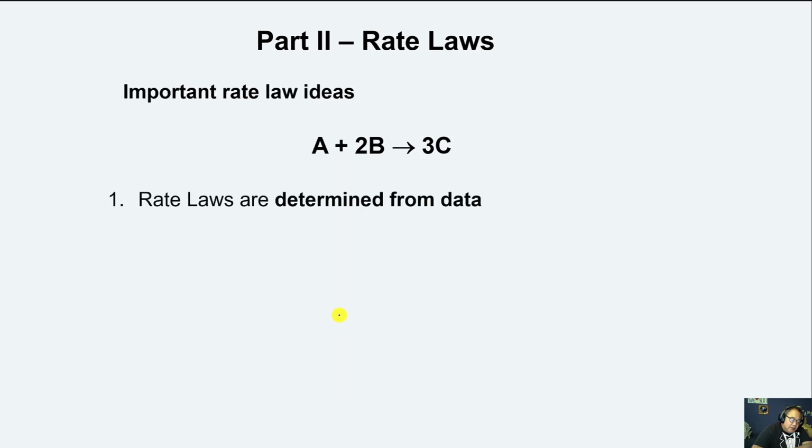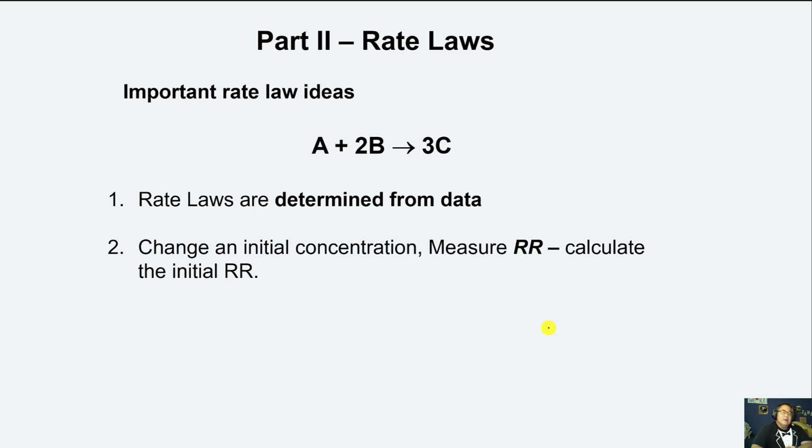So, just some important ideas before we get into the calculations. The rate laws are always determined from data. The type of data that we usually use are called initial rate data. So remember when I talked about initial rate earlier for a reaction? We put the reactants in, we start the reaction often by mixing, and then we look to see what that initial concentration change is over time.